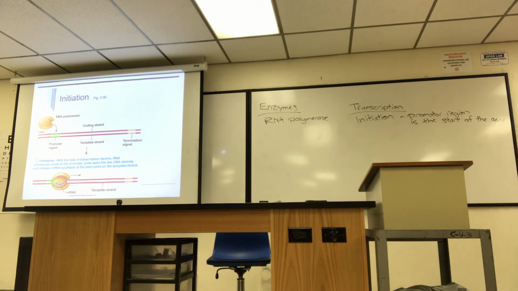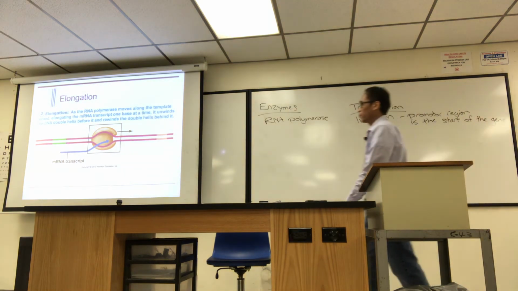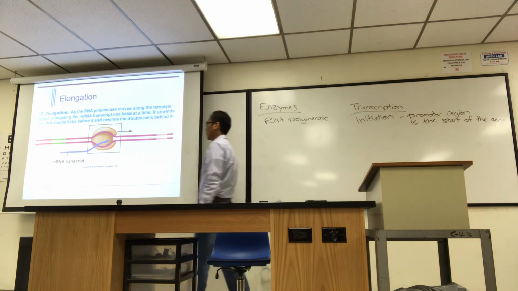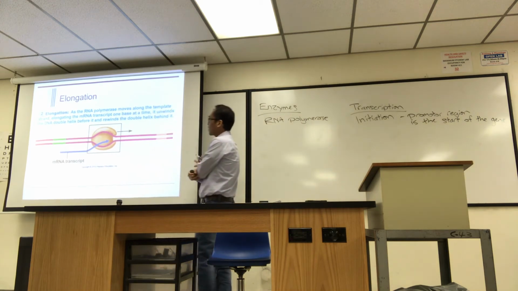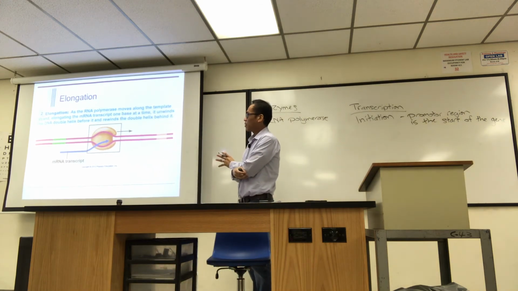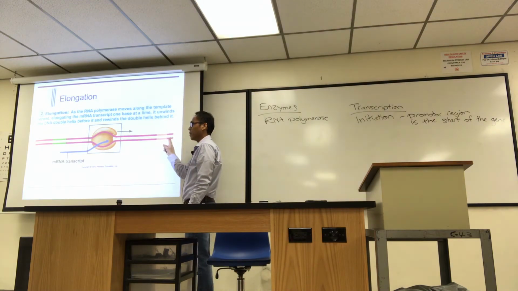And you're going to move in one direction, and as you elongate, the enzyme is opening up the double strand and reading in one direction. Elongation, as the RNA polymerase moves along the template strand, elongating the mRNA transcript one base at a time. It unwinds the DNA double helix before it rewinds the double helix behind it. I think it's good for you to see this illustration where they don't show the DNA as a wound helix. They just show it as a straight ladder.